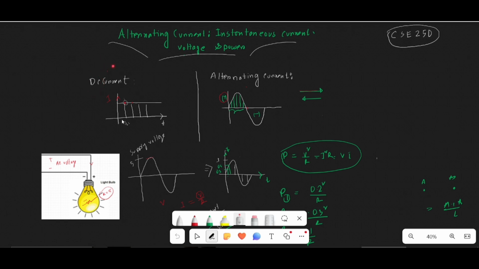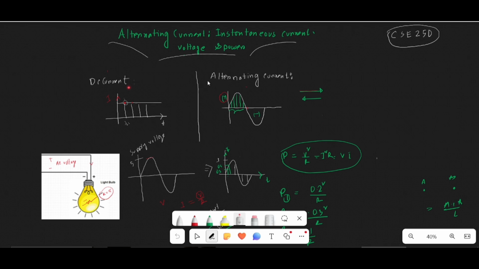If we plot DC current this way, according to the x-axis we represent time, and according to the y-axis we represent I. At time t1, this current value is, let's say, 5, and at t2 the current value is 5, at t3 the current value is 5. So whatever time you are varying, the current value is not changing. That type of current we call DC current. The current which does not change its direction or its magnitude is the DC current.